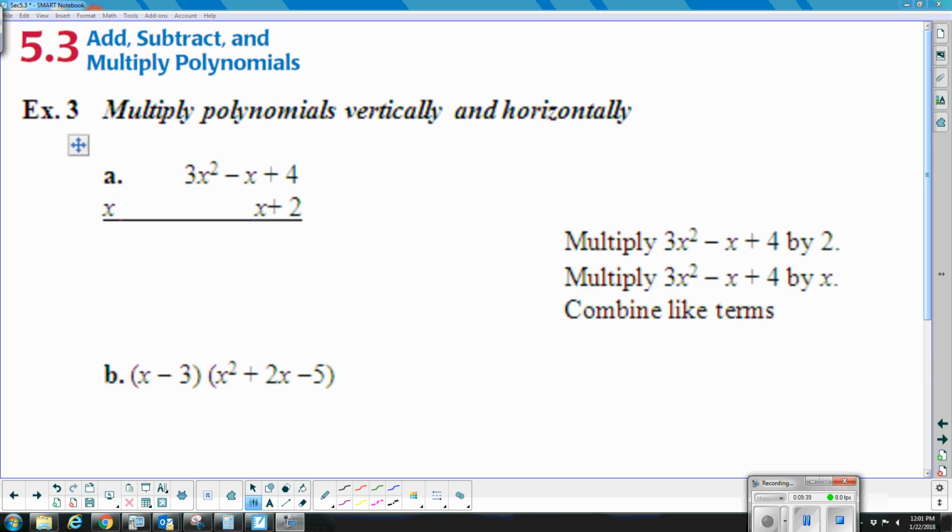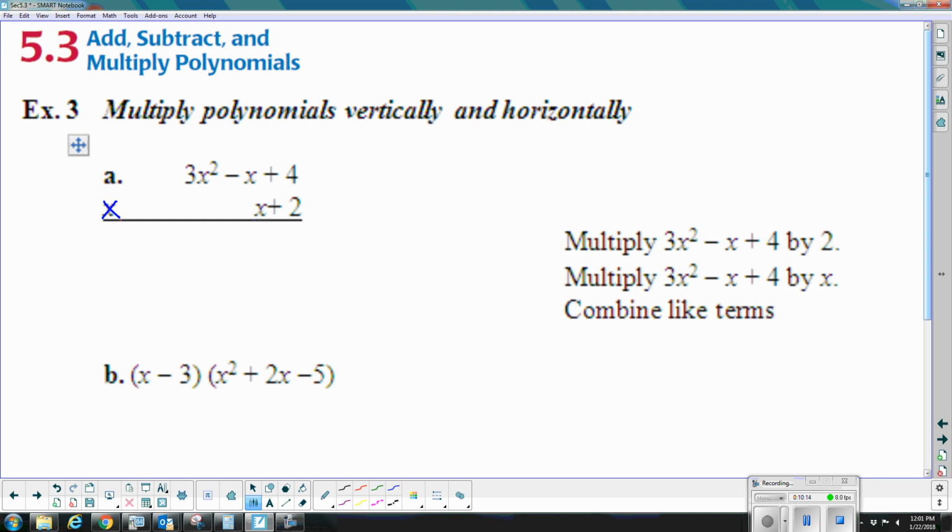Our next step is to multiply polynomials, and we can do this vertically or horizontally. So again, put it in standard form so that your coefficients line up together. So in the first one, multiplying vertically, this is just like you would multiply double-digit numbers together. So this is not an x, this is actually a multiplication sign.